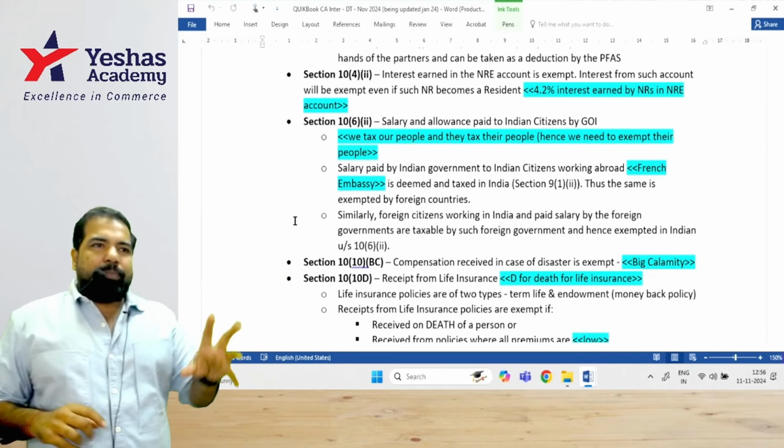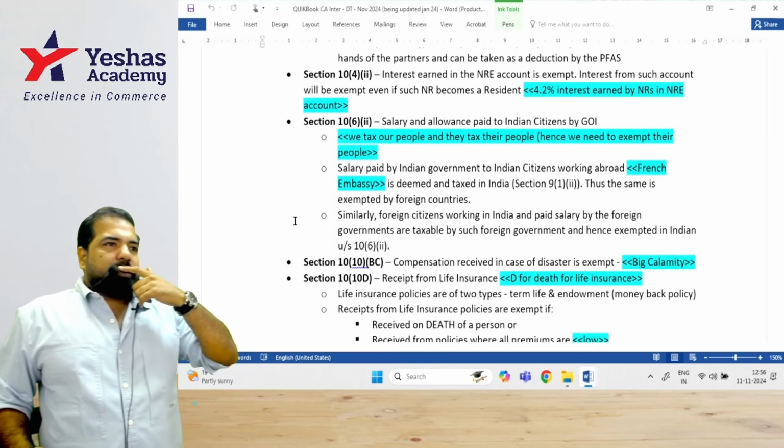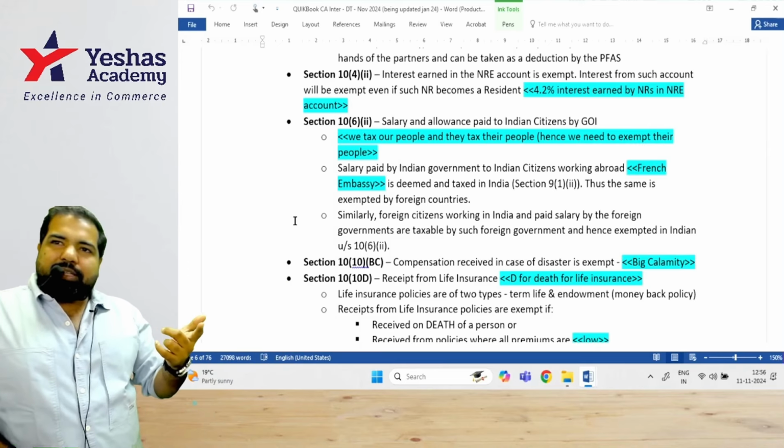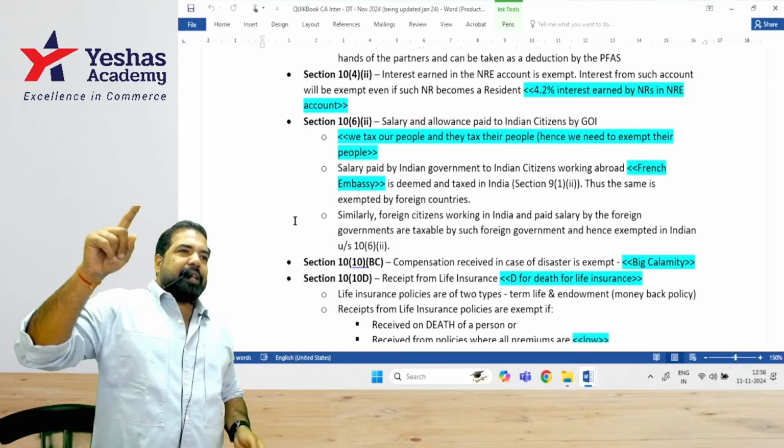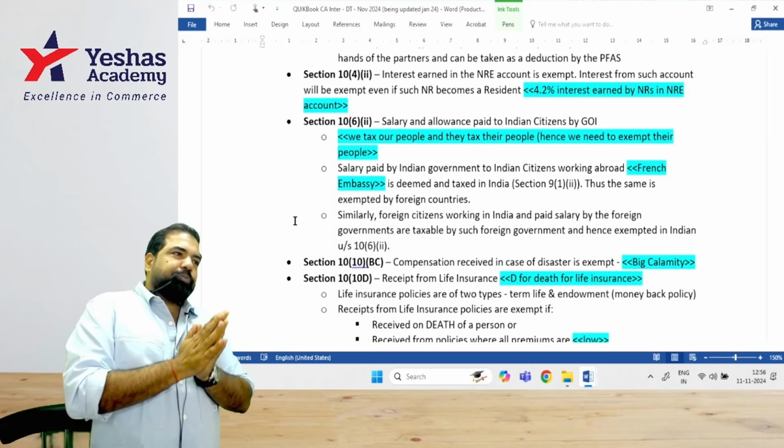10(12A), 10(12B) is an NPS. We will see it in a chapter called salaries. Next, 10(15) in the post office. Can you open a savings account? When you earn the interest, it is exempt up to 3,500. And if it's a joint account, then 7.